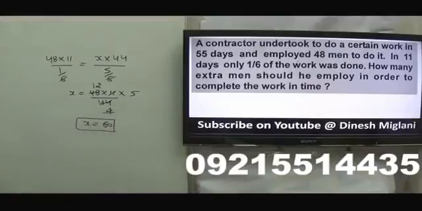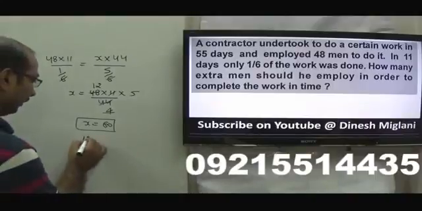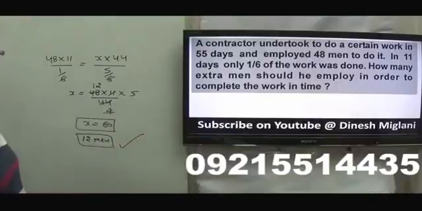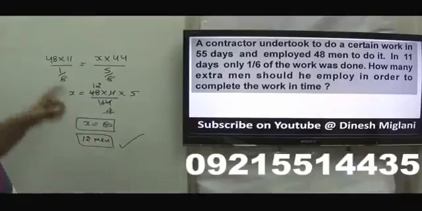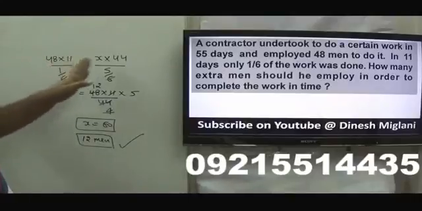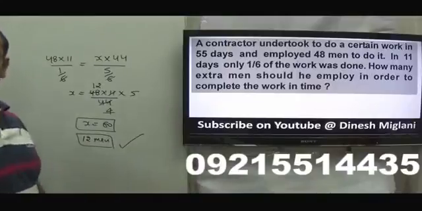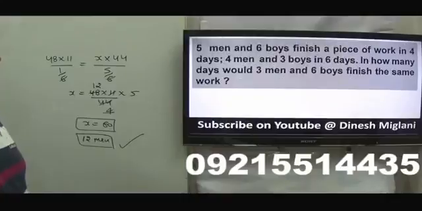It means how many men are required? 60, and 48 men we have already, right? So how many more men are required? 12 men more are required. So I can say answer is 12 men. That becomes my answer. Okay, what we have done: 48 men, 11, 1/6, X into 44 by 5/6. Just solve it. You can find X, that is 60, and I can say 12 men more are required.